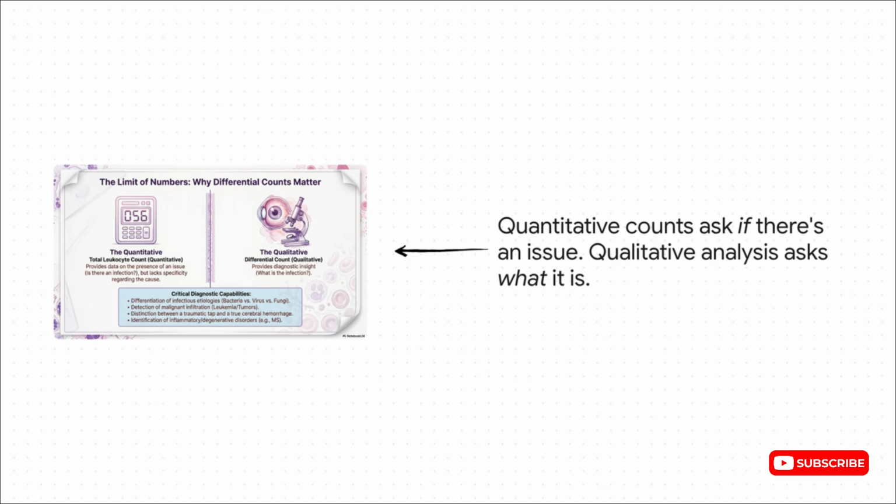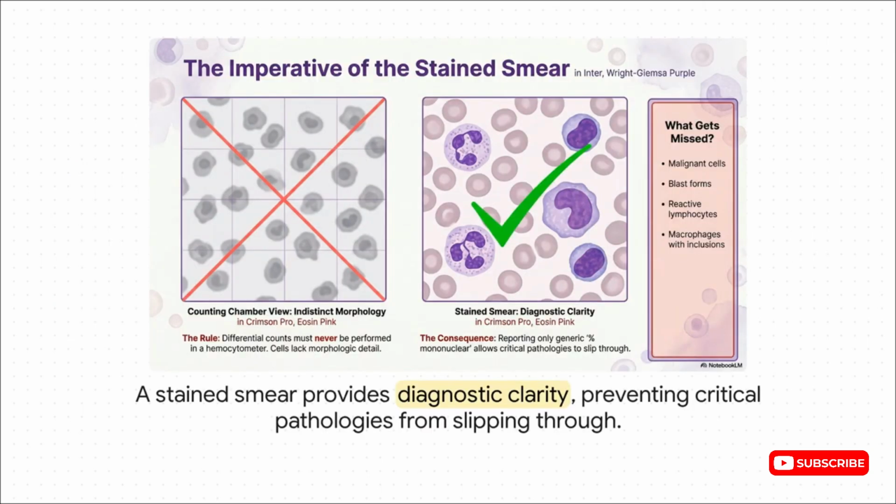But on the other hand, the qualitative analysis, looking through that microscope, answers the real question. Okay, what is the issue? This is where we get our diagnostic power. This is how we can tell the difference between a bacterial and a viral infection, how we can spot malignant cells, or identify something like multiple sclerosis. To put it simply, the numbers might tell you there's a fire, but morphology shows you exactly what's burning. And this right here, this is exactly why using a stained smear is absolutely non-negotiable.